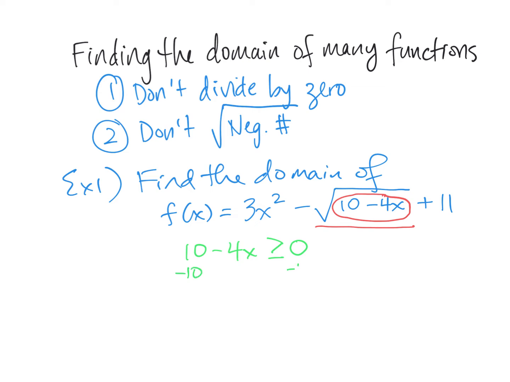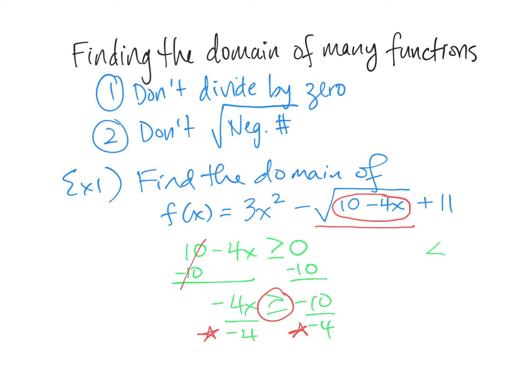I'm going to subtract 10 from both sides. I know I can subtract 10 all day long, and that's not going to change my inequality. It's going to stay greater than or equal to. Left with that negative 4x. 0 minus 10 is negative 10. And then to solve for x, I'm going to divide both sides by that negative 4. But remember, we just divided our inequality by a negative number. So that means I've got to flip greater than or equal to around and rewrite it as less than or equal to.